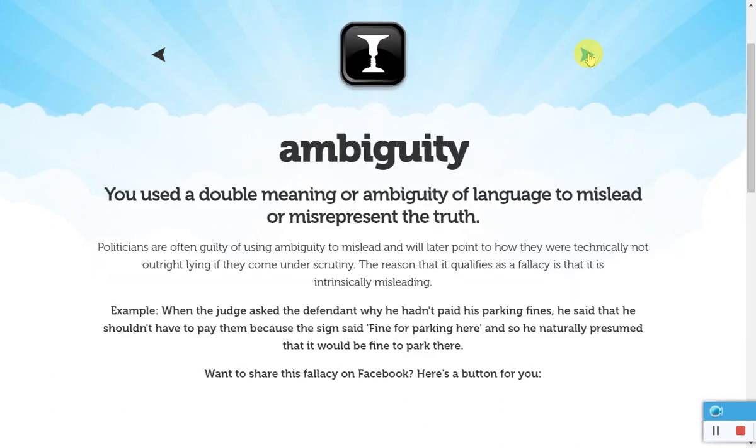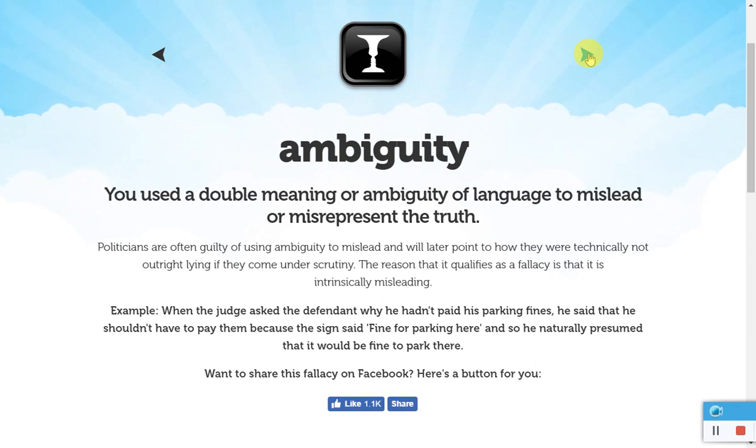12. Ambiguity. You used a double meaning or ambiguity of language to mislead or misrepresent the truth. Politicians are often guilty of using ambiguity to mislead, and will later point to how they were technically not outright lying if they come under scrutiny. The reason that it qualifies as a fallacy is that it is intrinsically misleading.